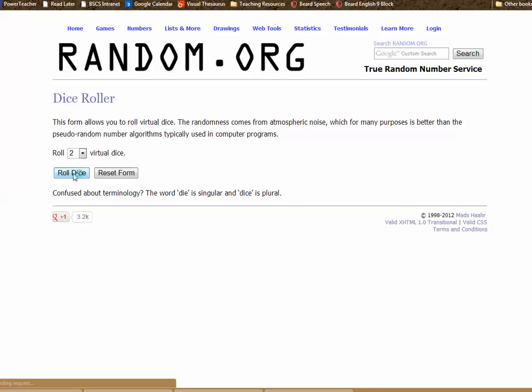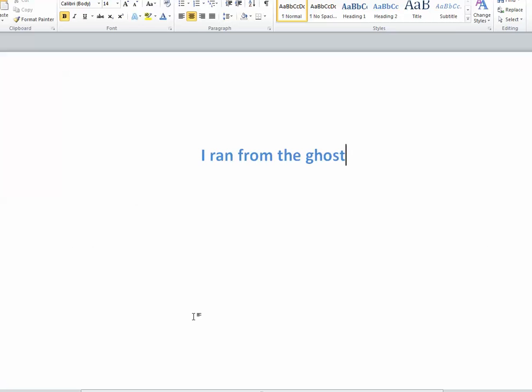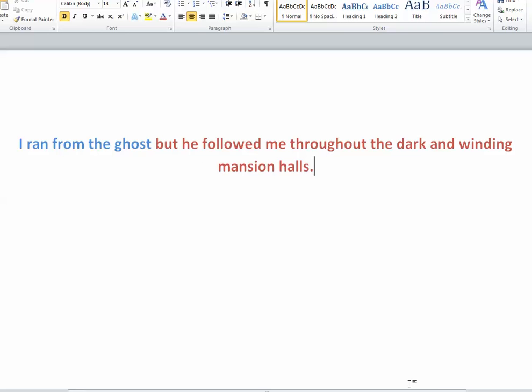And so we're going to go ahead and roll the dice. See this live in action here as this dice rolls. And we get a number of 11. So we've got to add 11 words to this simple sentence, I ran from the ghost. And to be a little more specific about the rules, you cannot add anything within this clause. You cannot add any modifiers. You cannot add any phrases, anything like that. It must be added before or after this clause.